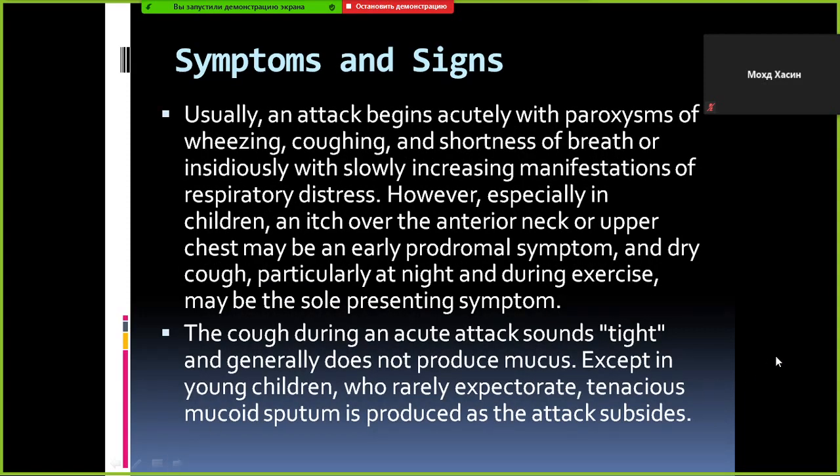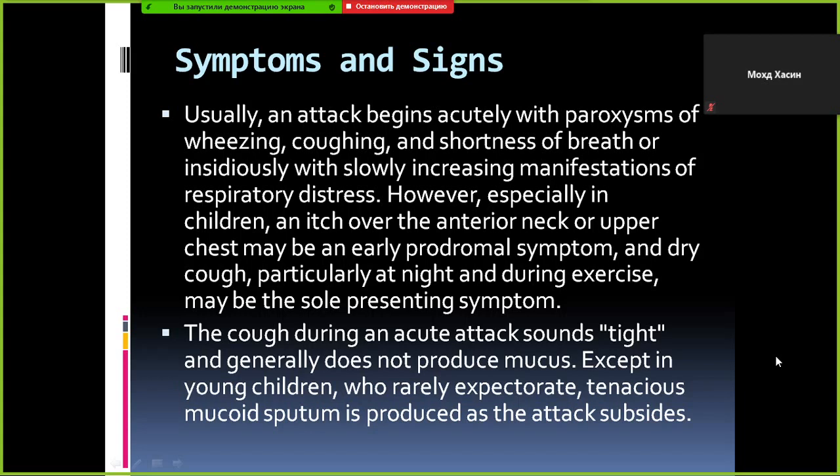So what about attack? Attack of bronchial asthma. Usually an attack of bronchial asthma begins with paroxysms of wheezing, coughing, shortness of breath, or incidentally with slowly increasing manifestations of respiratory distress, especially in children, and itch over the anterior neck or upper chest may be an early prodromal symptom, and dry cough, particularly at night and during exercise, may be the sole presenting symptom.